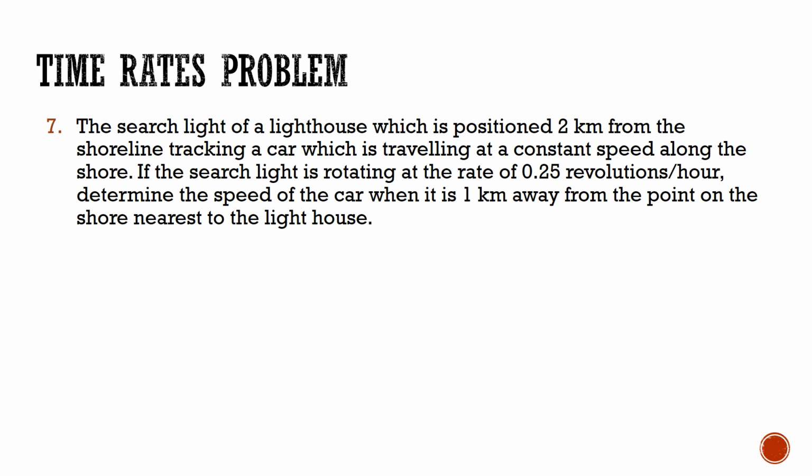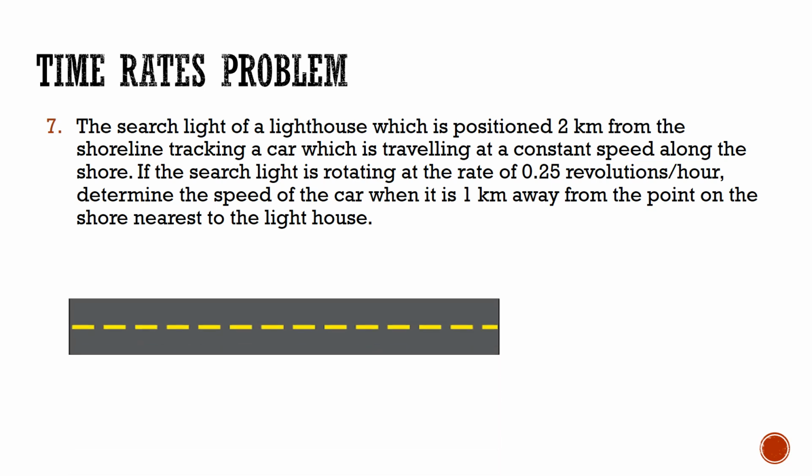Moving on to the second problem, number 7. We have here a lighthouse which is positioned 2 kilometers from the shoreline. This lighthouse is tracking a car which is traveling at a constant speed along the shore. If the searchlight is rotating at the rate of 0.25 revolutions per hour, determine the speed of the car when it is 1 kilometer away from the point on the shore nearest to the lighthouse.